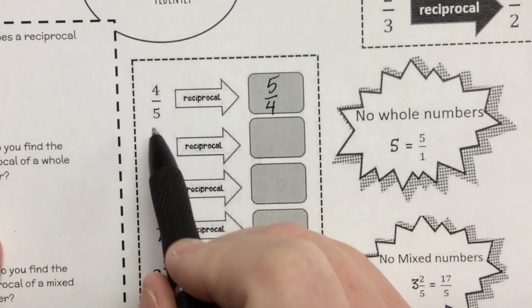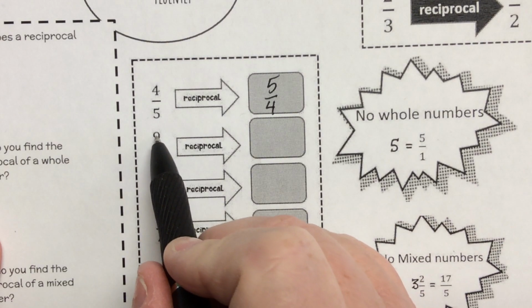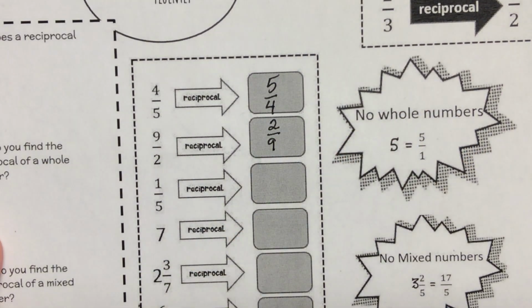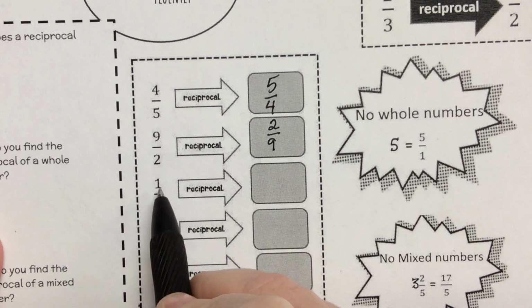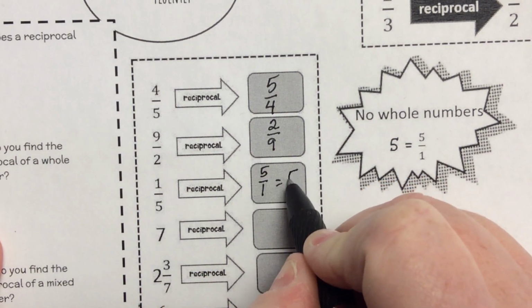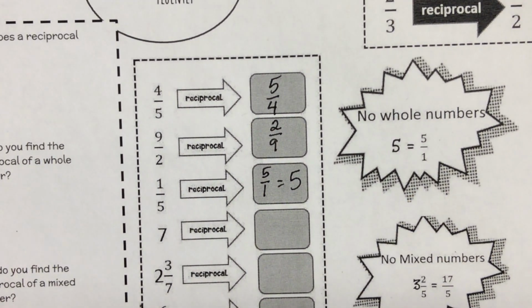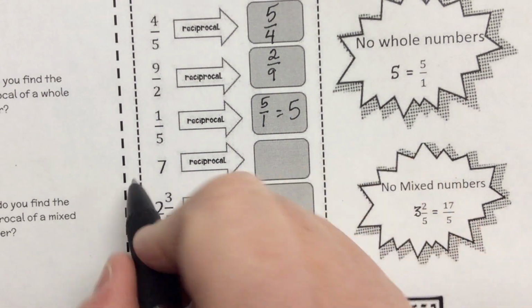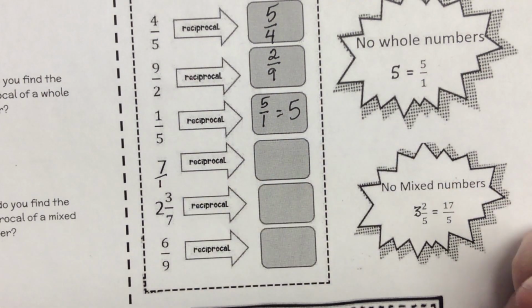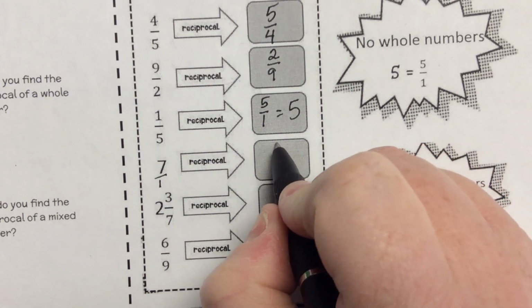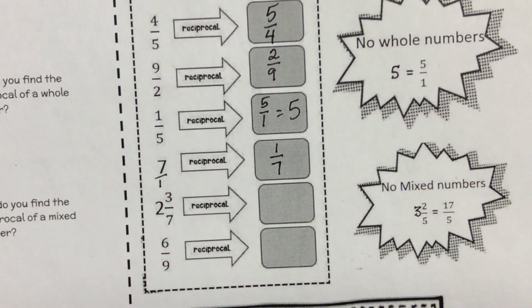9/2. If one of them is improper, the other one's not, okay? 9/2, when I flip it, it's 2/9. 1/5, I'm going to get 5/1, and that equals 5. Ooh, okay, 7. I don't even see a fraction here at all, but you know what? It's 7/1. That's invisible math there. So when I flip over 7/1, I'm going to get 1/7.